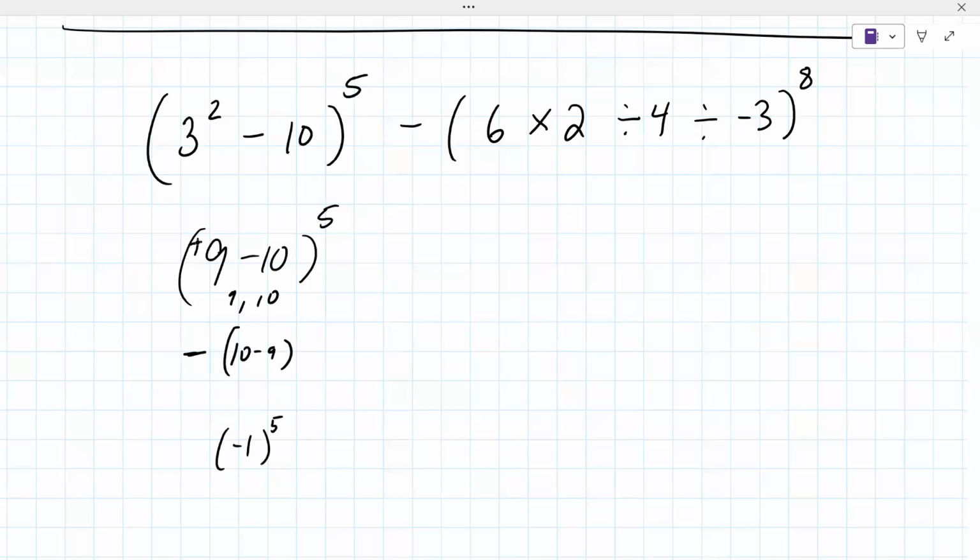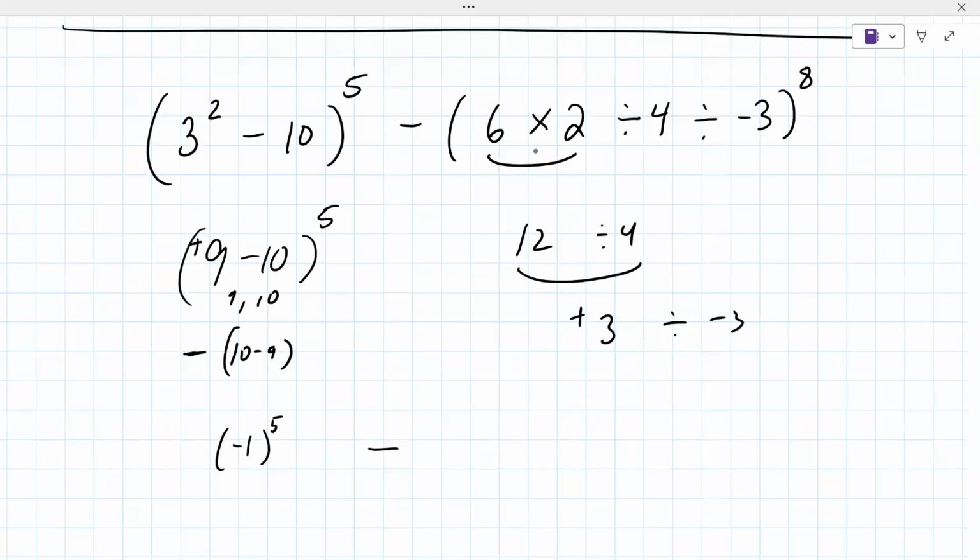Okay, we'll come back to that. All right, let's go inside the parentheses. What is 6 times 2? 6 times 2 was 12. Okay, now divided by 4. What's 12 divided by 4? 3. Divided by -3, is -1. So it's -1 to the power of 8.